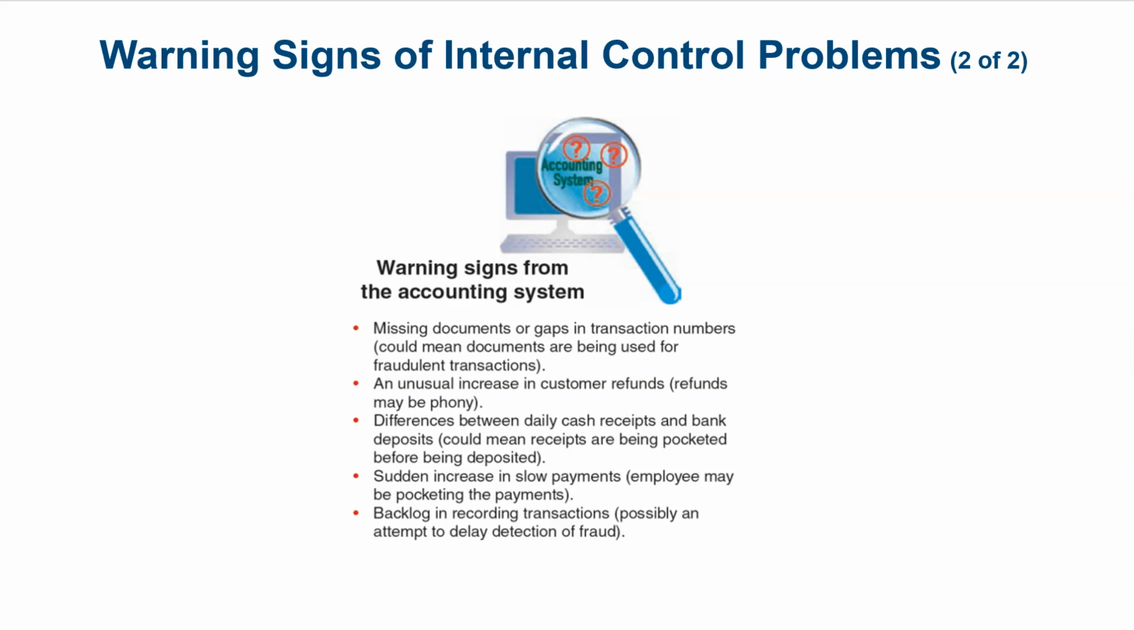Any unusual increase in customer refunds, the refunds may be phony. A difference in daily cash receipts and bank deposits could mean that the receipts are being pocketed before they're being deposited. Sudden increase in slow payments, the employee may be pocketing the payments. And a backlog in recording transactions, maybe they're trying to delay the detection of that fraud.